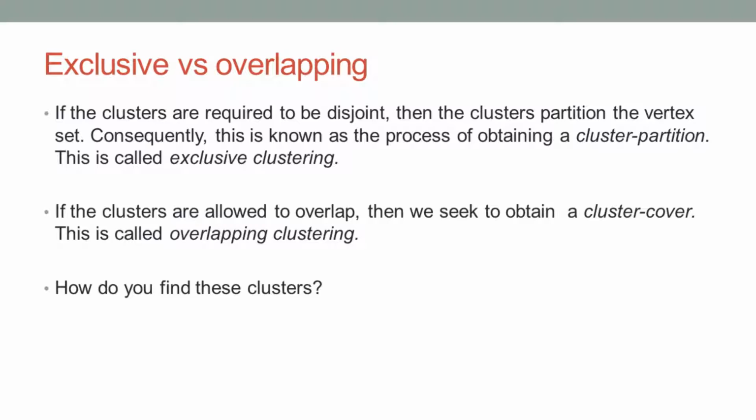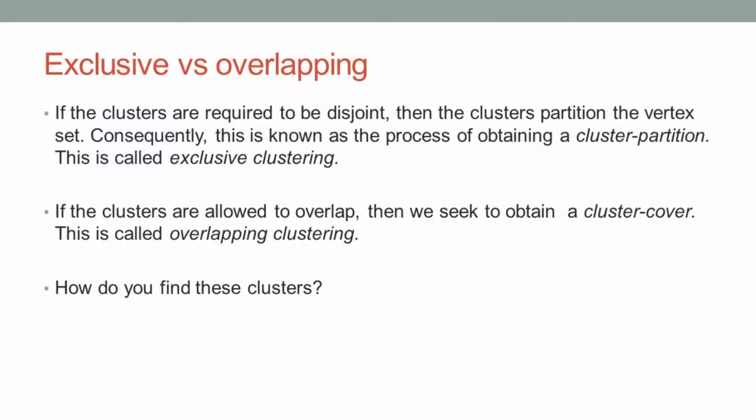In looking at clustering, we also may note that we have two different types of clusters. We could have a clustering algorithm that partitions the vertex set. We call this a cluster partition. Then our clusters do not overlap if we have a cluster partition, and so we have what is called exclusive clustering. On the other hand, it is possible that we define our algorithm, and we'll see examples of each, where our clusters do overlap. And so this type of method would give us a cluster cover, and the method is called overlapping clustering.